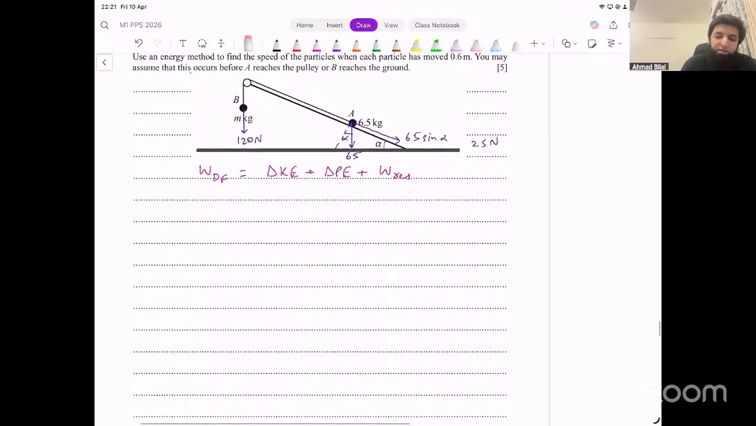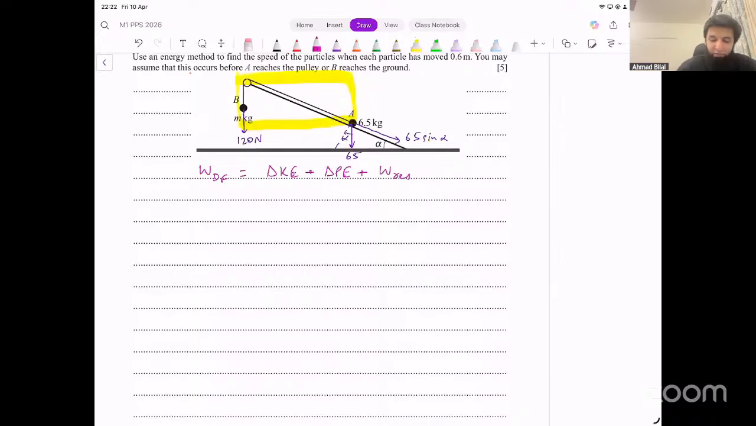Okay, now what do we do then? We understand this now, the forces acting in these directions. We have to use the work-energy principle and look at the whole system. Look at this whole system and see what forces are acting on this.